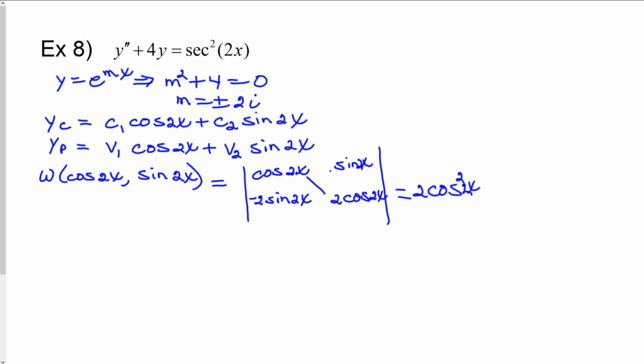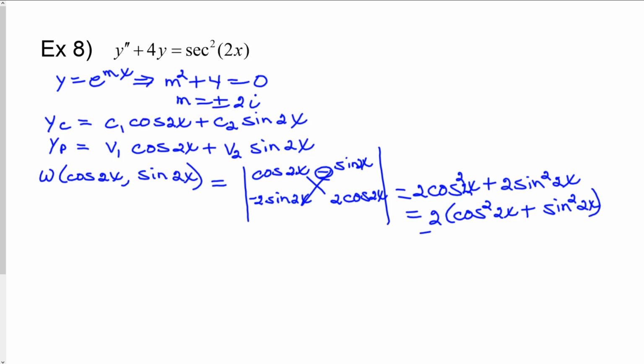And then minus the right diagonal product, remember to negate it, will give you plus 2 times sine squared 2x. If you factor out the 2, you get 2 times cosine squared 2x plus sine squared 2x, which from our Pythagorean identity, we know that's equal to 1 inside the parentheses. So this is just a Wronskian equal to 2. But we do have to remember that.